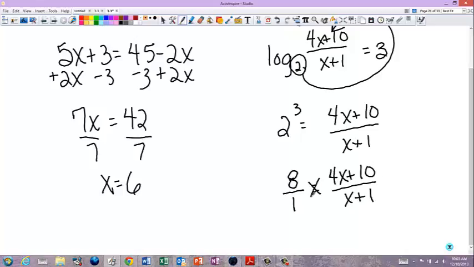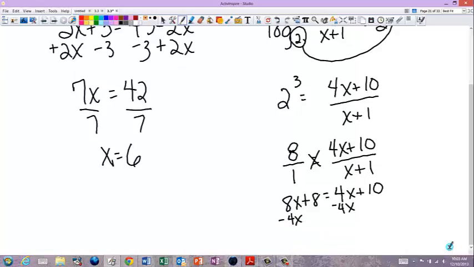Cross multiply. 8x plus 8 equals 4x plus 10. Minus 4x, so 4x minus 8 equals 2. X is a half. Now that's where we actually stopped today.